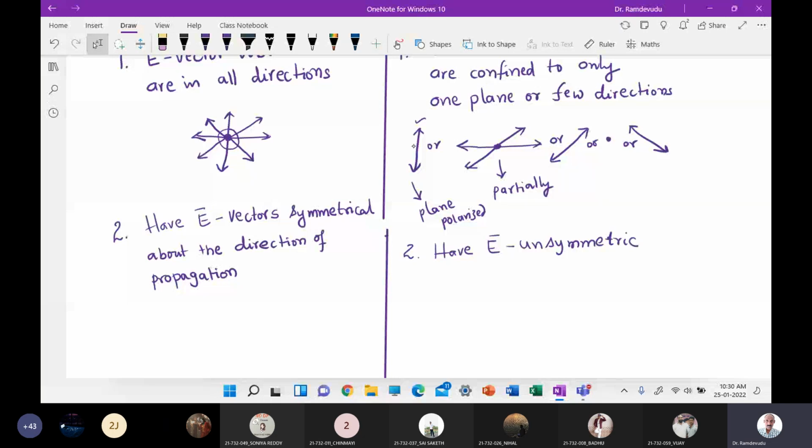See here, this is the direction of propagation. Suppose you say I have vibrations only in one direction. In other directions, the vibrations of E are not present. Therefore, we say the E vectors are unsymmetric about the direction of propagation. Direction of propagation. Okay.